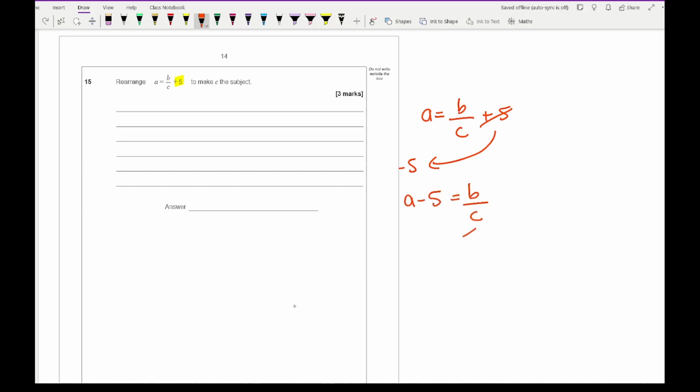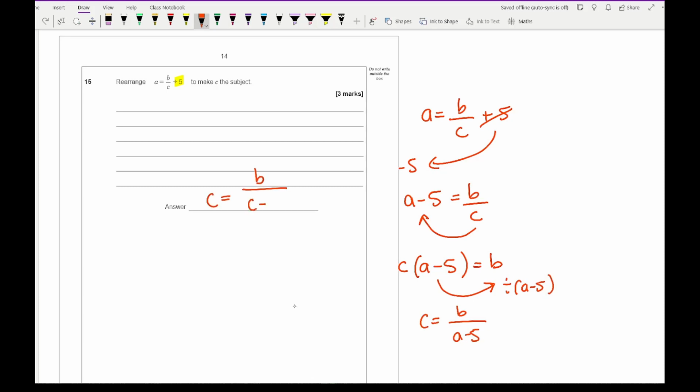Now I want to make C the subject. So if I take C over to the side, I'm going to end up with C and then brackets A minus 5 equals B. And then I want to take this over to the other side by dividing by A minus 5 in brackets. So what I end up with is C equals B over A minus 5. I'll put that in brackets. And there we go.